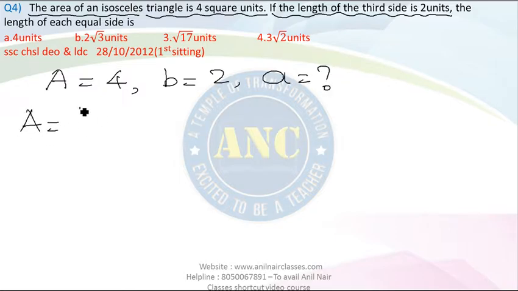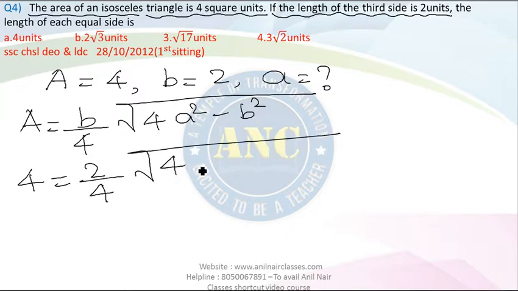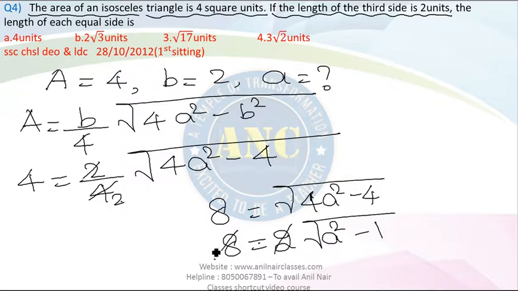Very easy, right, sir? Area is b by 4 into square root of 4a square minus b square. Area is 4, b is 2. So 4 divided by 2 by 4 means 4a square minus b square under the root is also 4. This is 2 into 1, 2 into 2, 2 into 4 is 8. So 8 is equal to root of 4a square minus 4. Inside the square root, if I take 4 as a common factor, square root of 4 is taken outside the square root as 2. What is left inside is a square minus 1. 2 into 1, 2 into 4.